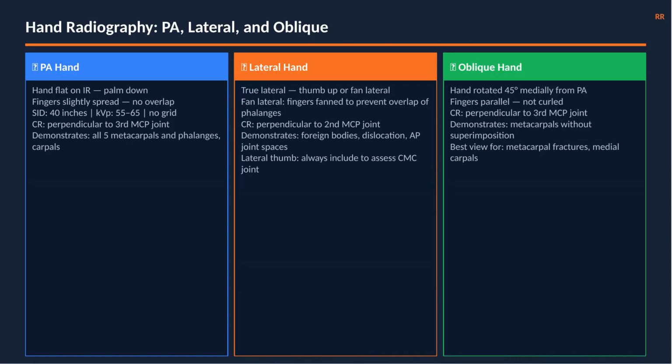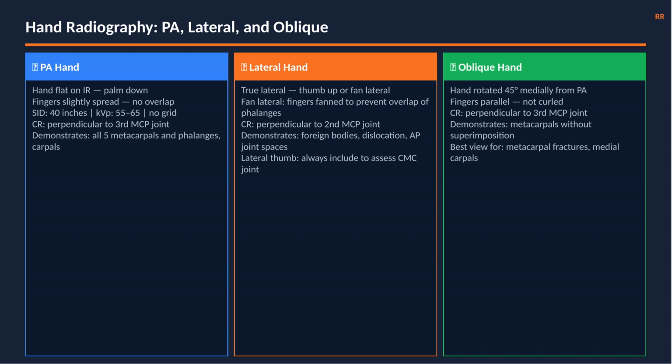3 standard hand views. PA hand. The hand is placed flat on the IR, palm down. Fingers slightly spread so they do not overlap. SID 40 inches. KVP 50 to 60. No grid. Sin anatomy. CR.